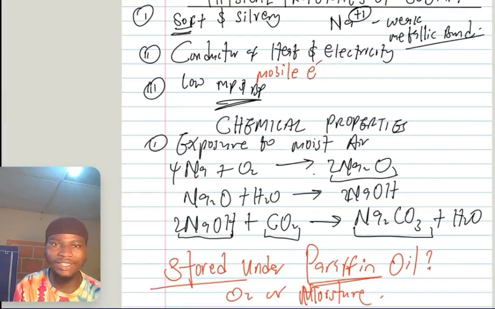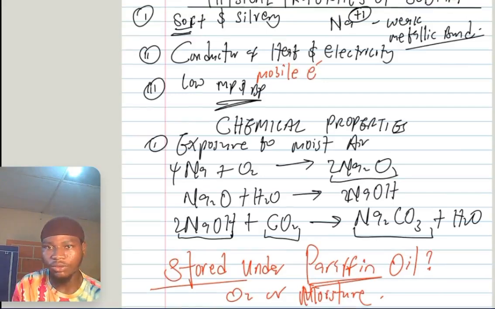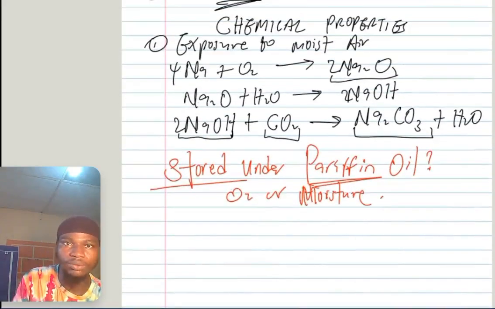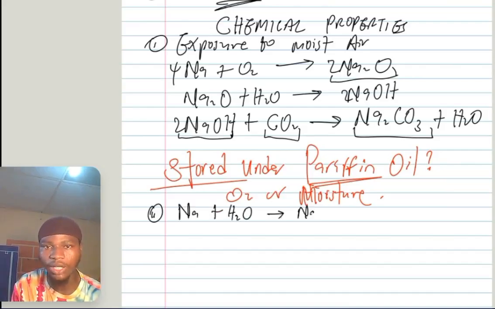Now, the next chemical property is the reaction of sodium with cold water. Sodium can react with cold water. Remember, it's going to give us an alkali, sodium hydroxide, and hydrogen gas will be given off.